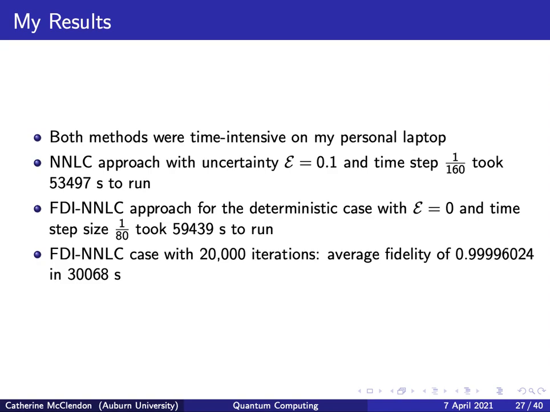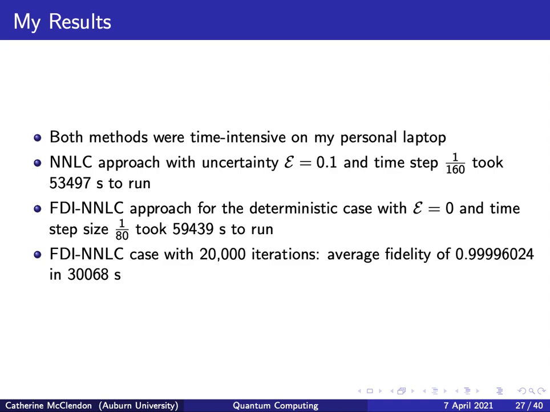Both methods were time intensive on my personal laptop. The NNLC approach with uncertainty of 0.1 and time step 1/60 took 53,497 seconds to run. And for the FDI-NNLC approach, the deterministic case with 0 uncertainty and a time step of 1/80 took about 59,000 seconds to run.